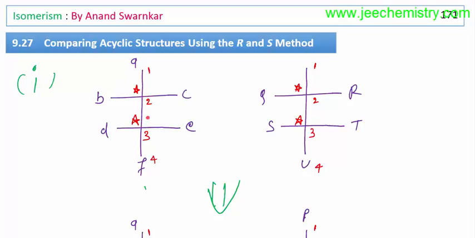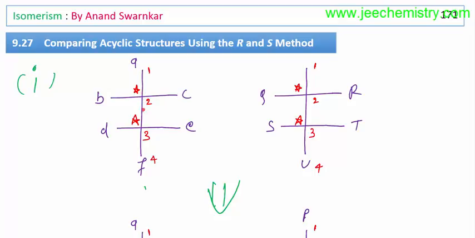Then you have to find the RS about the chiral center. We have to find RS only about the chiral center. This is a chiral center, this is a chiral center. A center is chiral when four different groups are attached. When two groups or three groups are identical, then that center will not be chiral. In such cases it is not necessary to find the RS of that center. Only a chiral carbon needs RS.